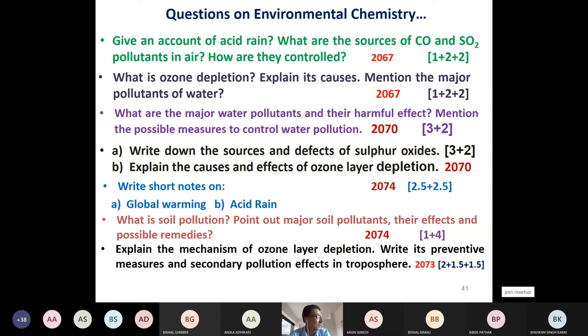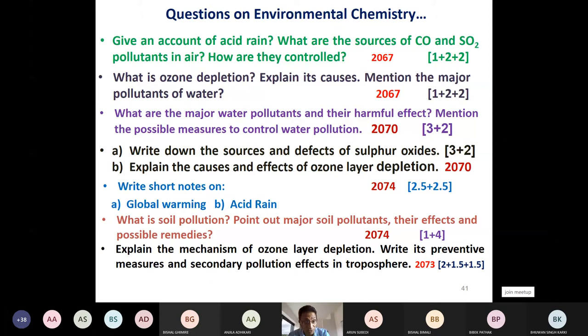It will cause lung problems, bleaching problems, and it will destroy certain materials like nylon, cotton, and fibre. And long-term exposure to ozone will cause lung cancer in this way.